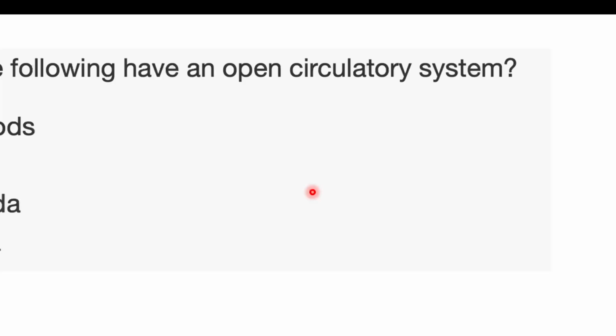Okay, it's time for me to reveal the correct answer. Which of the following have an open circulatory system? The correct answer to this question is option A, arthropods. Arthropods have an open circulatory system.